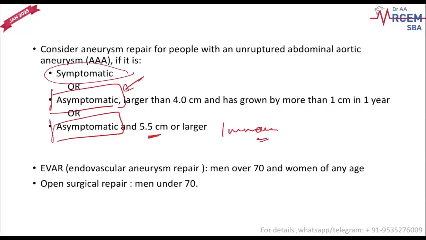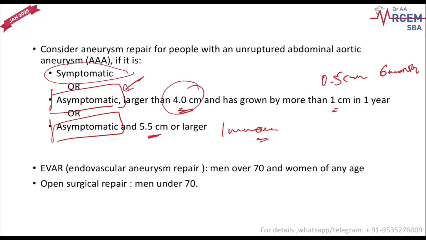If he's asymptomatic, but the size is more than 4 centimeters, and it has grown by 1 centimeter in 1 year, or grown by 0.5 centimeters in the last 6 months. These are the three circumstances. That means it is rapidly growing. It is more than 4 centimeters, but it is rapidly growing.